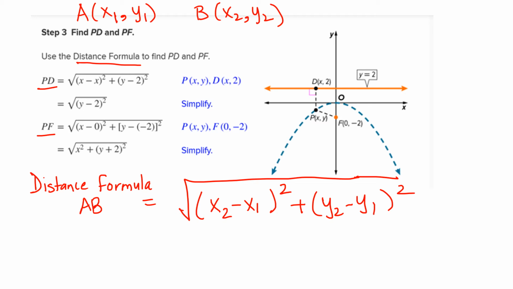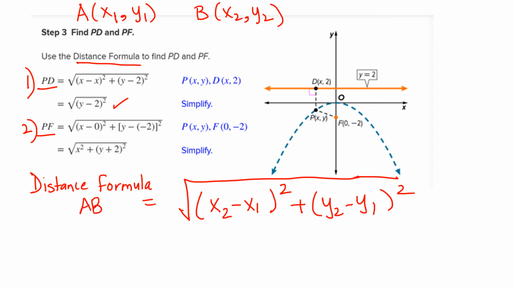We have used the distance formula in this slide to calculate the two distances PD and PF, both of them, and then in the next step we are going to be putting them equal. So PD, if you can see, both x coordinates will cancel, so it will be 0, and you're just left with y minus 2. So this is y minus 2 whole square for PD.